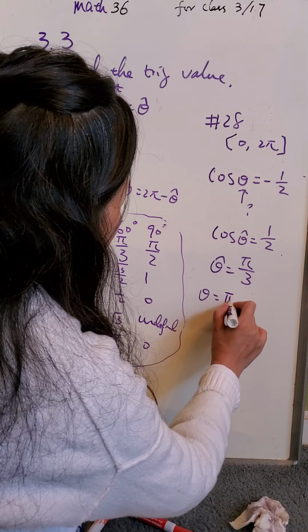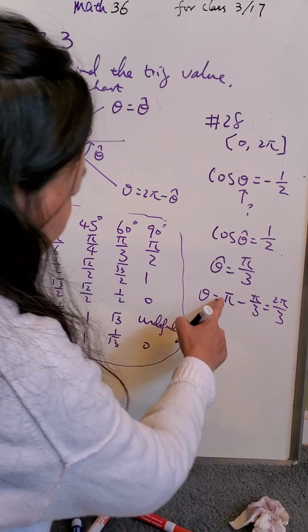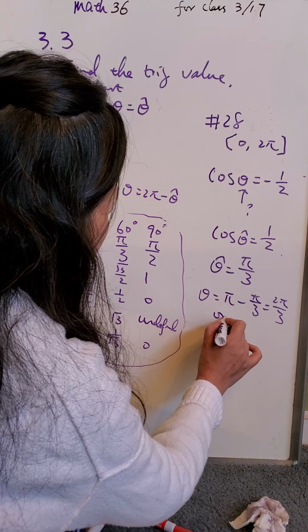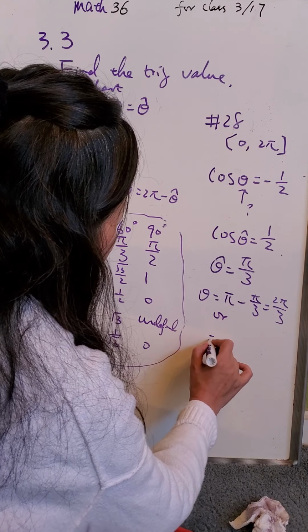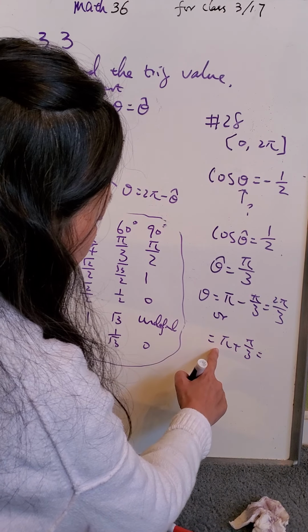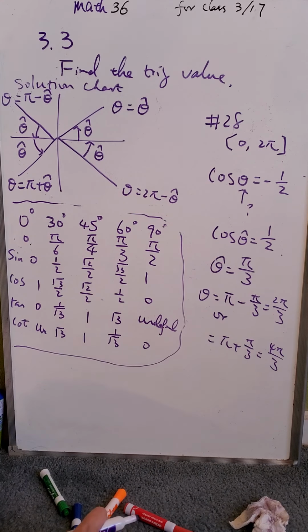first pi minus pi over 3, so this is 2 pi over 3, since 3 over 3 is pi. And then also theta equals pi plus pi over 3, which is 4 pi over 3. So that's how you do the problems.